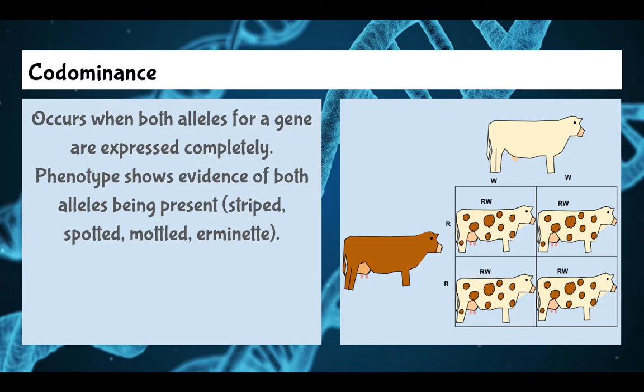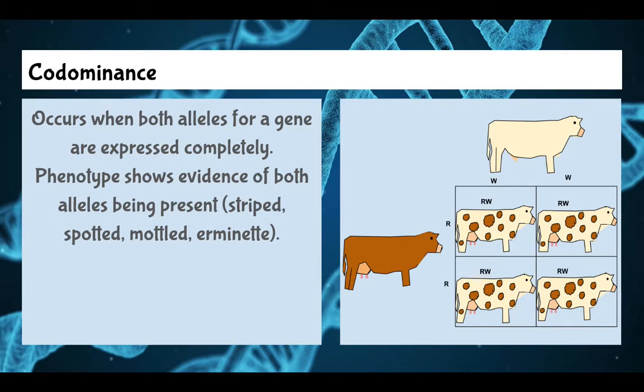That's what gives us spotted cows, spotted chickens, stripes, and it's when both alleles are expressed completely. So the phenotype, or the physical appearance of the offspring, shows evidence of both alleles being present.